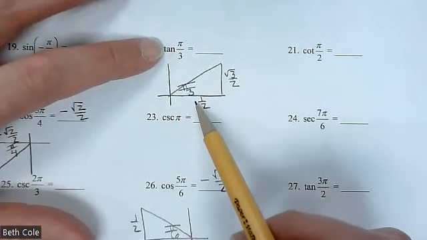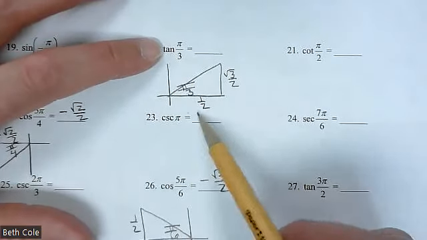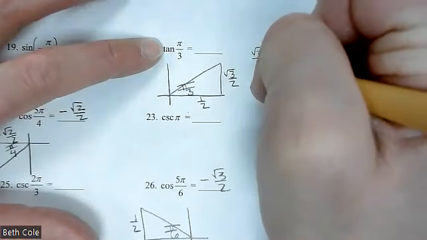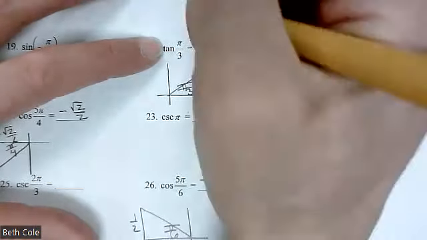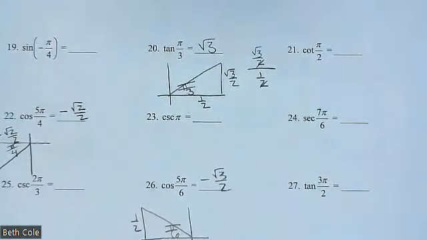Tangent is y over x, or opposite over adjacent, however you want to think of that. It will be square root of 3 over 2 over a half, which I get that looks awful, but what happens? They cancel. You get square root of 3 over 1, which is just square root of 3.